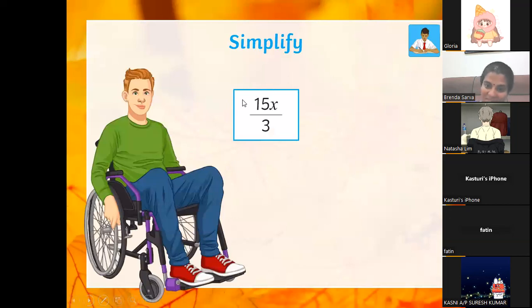Okay, how about this? Remember, a fraction is a division. Okay, 15x over 3. Literally, I can simplify this as what? Very good. Divide by 3, you get 5 here. Divide by 3, you're going to get 1 here. So your answer is 5x.